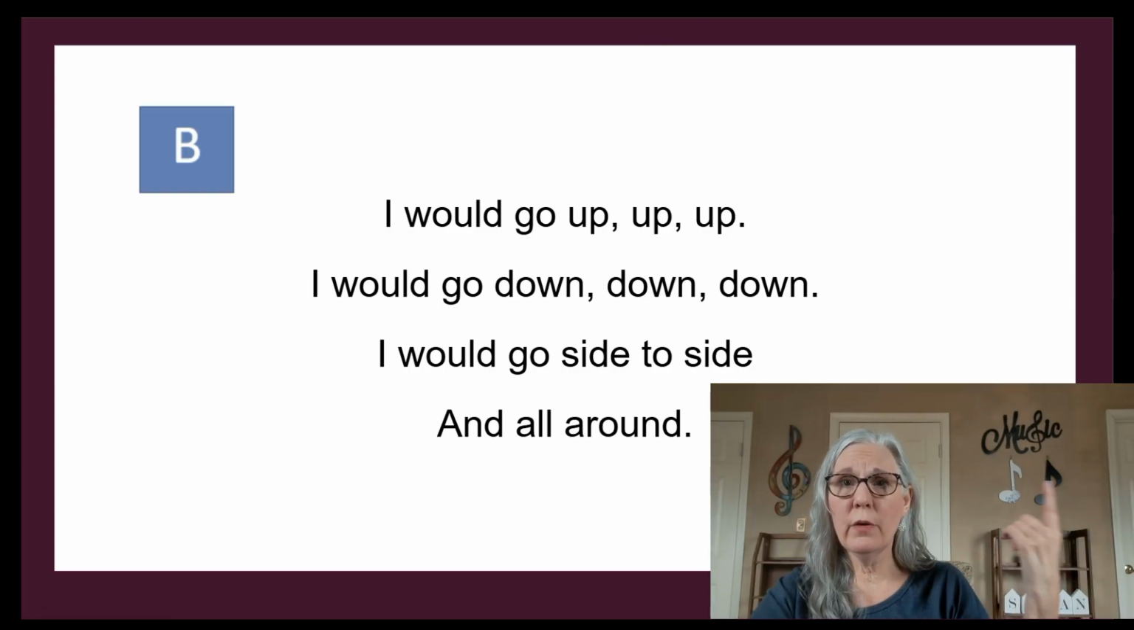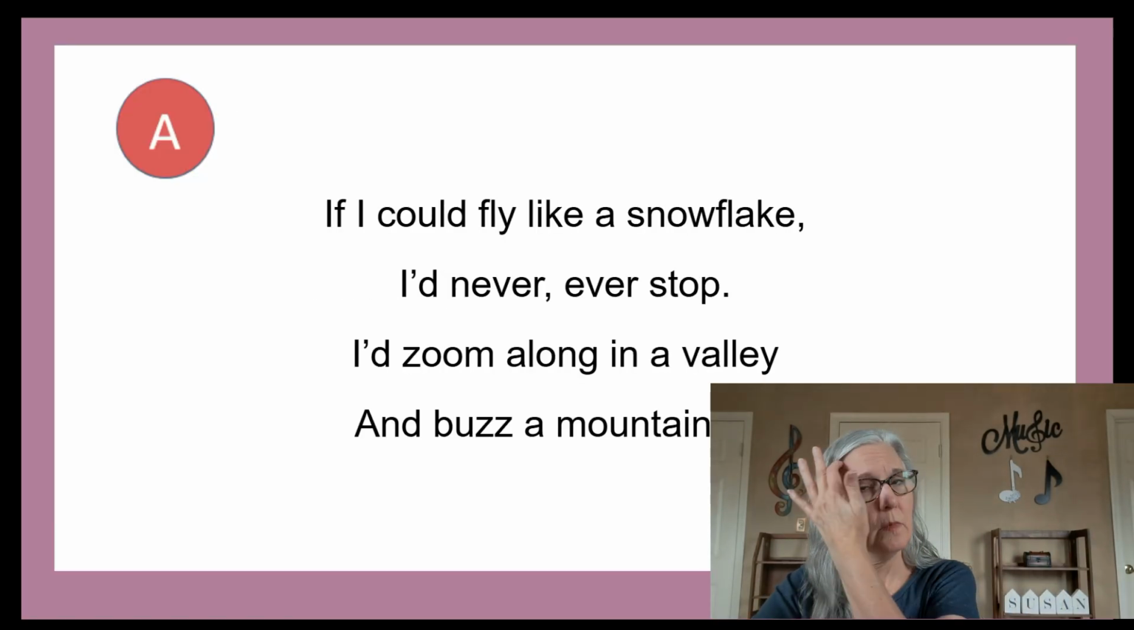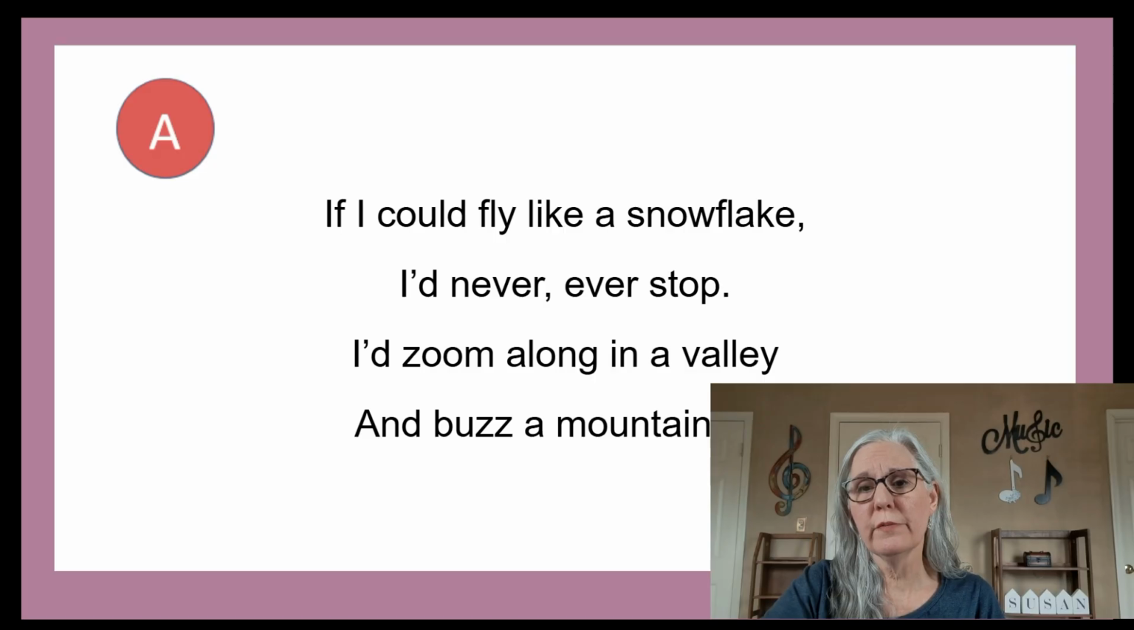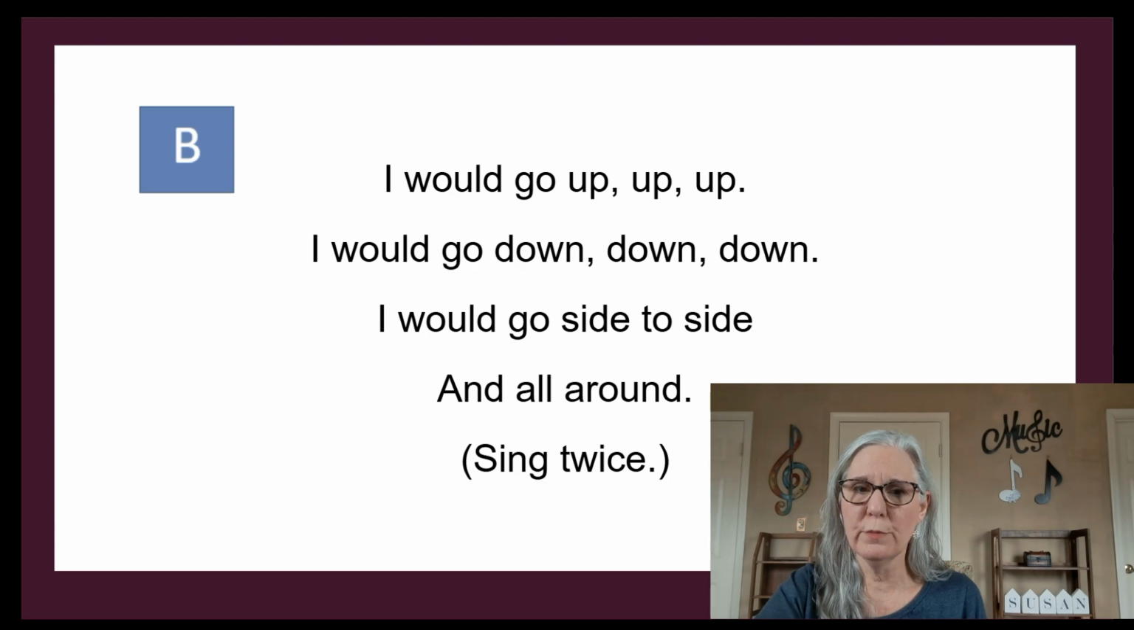and all around. And you can see that verse 2 is, if I could fly like a snowflake, I'd never ever stop. I'd zoom along in a valley and buzz a mountaintop. Then you repeat verse B, or section B, twice. Okay. And if you noticed, I had my form sections up there.